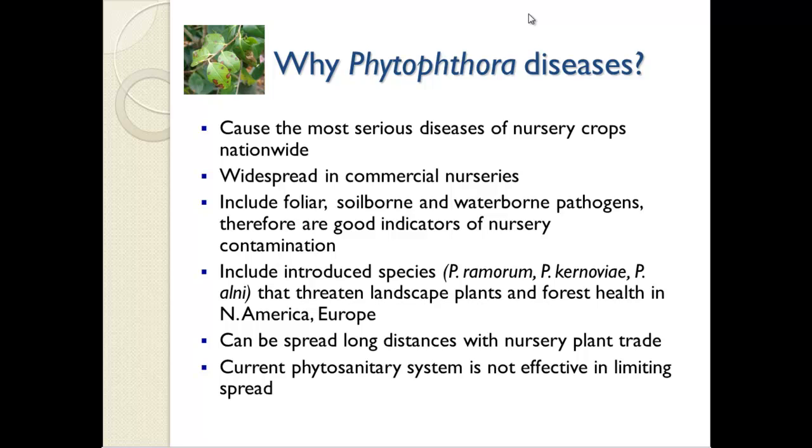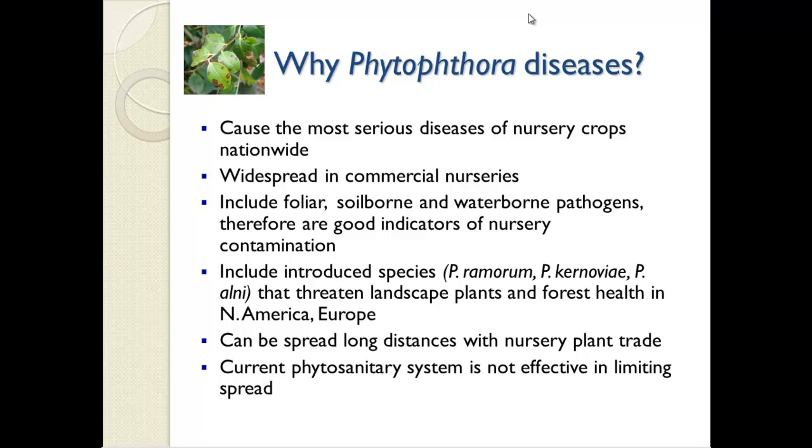Well, why are we so interested in Phytophthora species? Phytophthora species cause the most serious diseases of nursery crops nationally. They're widespread, and they include foliar, soil-borne, and waterborne pathogens, so they're good indicators of nursery contamination. They can infect leaves, roots, and stems of plants, and they do include introduced species that threaten landscape plants as well as forest trees.